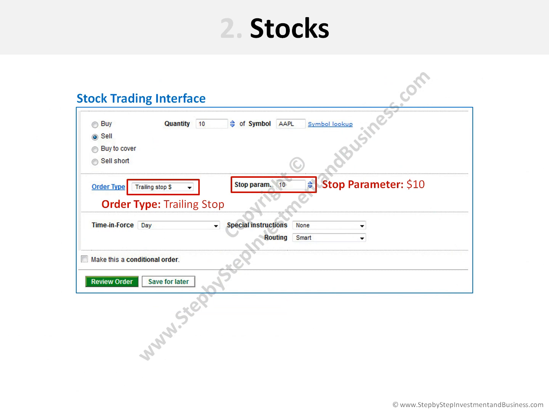In this image, we can see an example of how to enter a trailing stop order. Here we are indicating to sell 10 shares of Apple using a trailing stop order with a stop parameter of $10. So what we are indicating is that we want to sell the 10 shares of Apple at the current market price once the current bid equals our activation price, which is a moving price, and it is defined by the stop parameter of the $10 we entered.